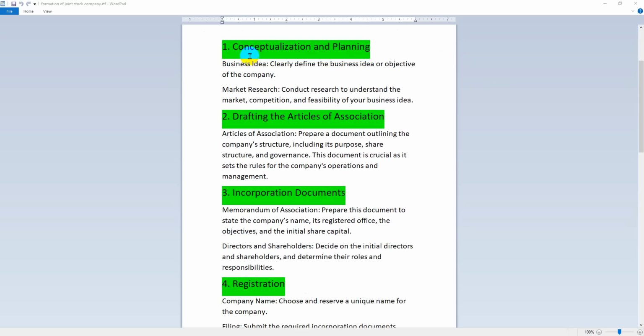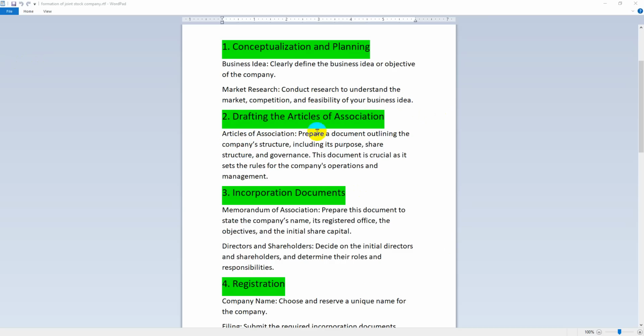Number one is conceptualization and planning. Business idea: clearly define the business idea or objective of the company. Market research: conduct research to understand the market, competition and feasibility of your business idea.